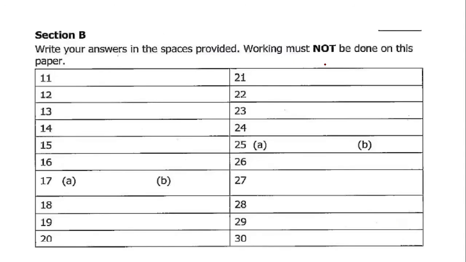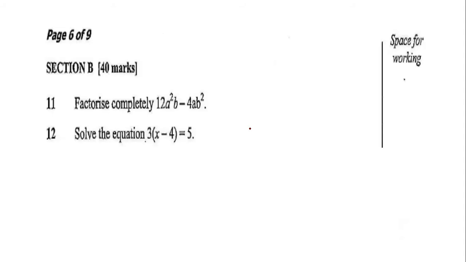Section B is composed of 20 questions, and you are only supposed to write your answers on this answer sheet that is provided for you, and all the workings must be done on this paper. So now here is for writing the final answers as I'm going to demonstrate. Only final answers will be written here. All right, let's see how it can be done.